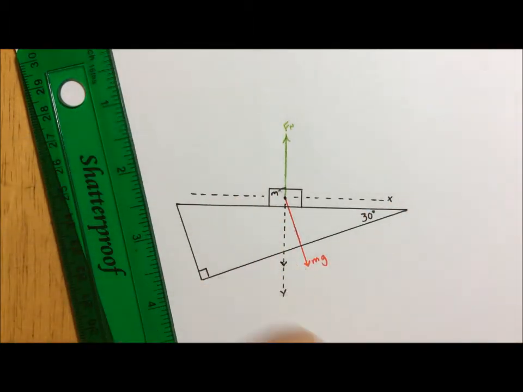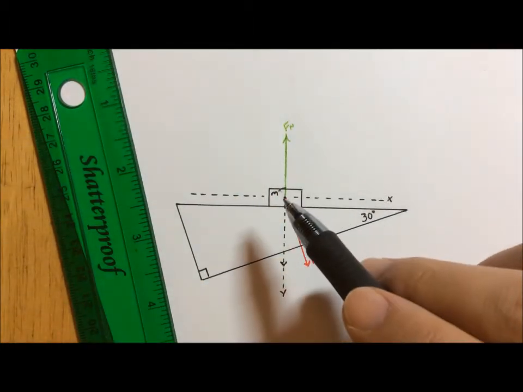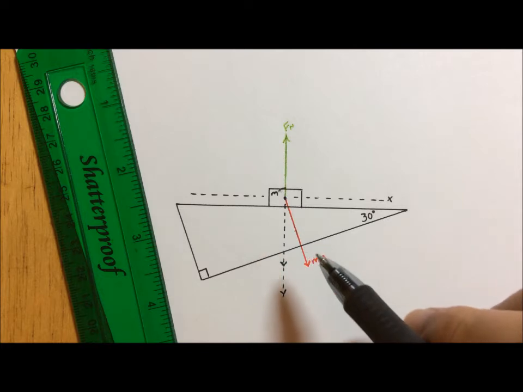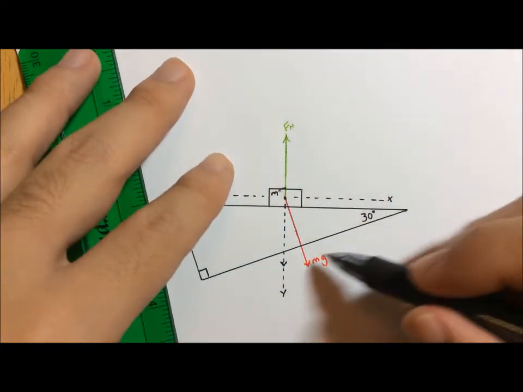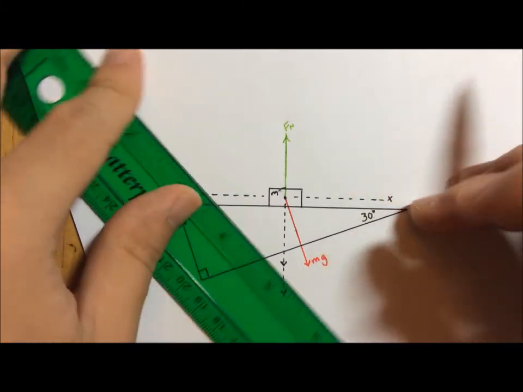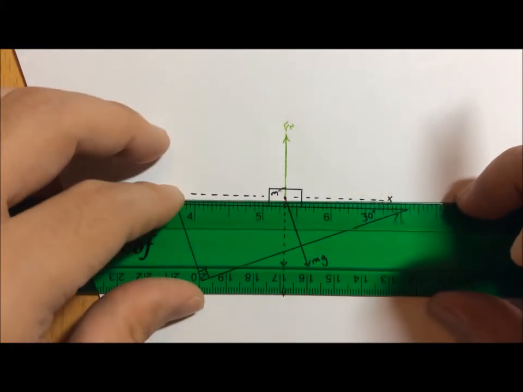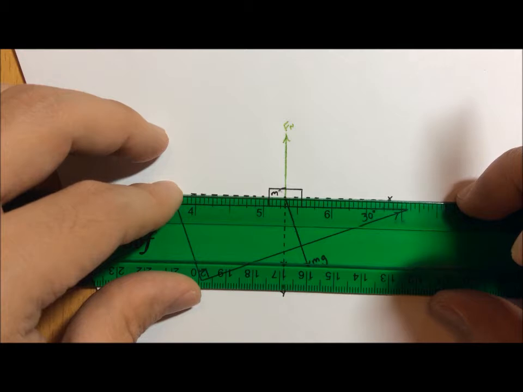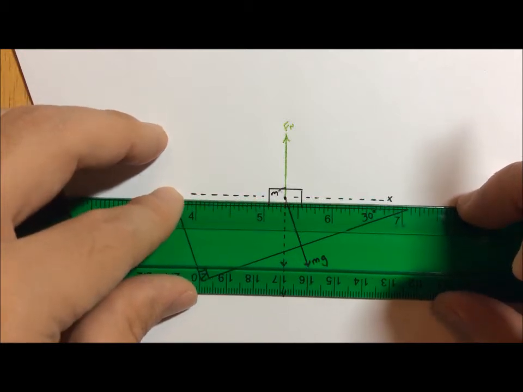Right there. We've got this force of gravity pushing down and to the right. Well, it has a component that's pushing it to the right in this direction. And what you need to do is take your ruler and draw that component, and line it up with that axis. You see what I'm doing? Line it up. Let's move it straight down.